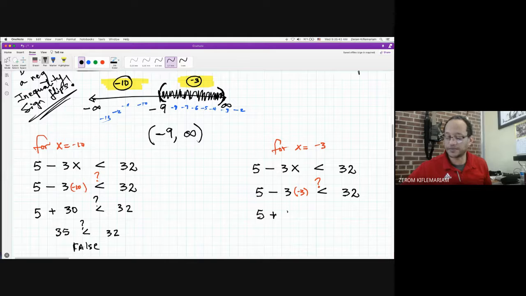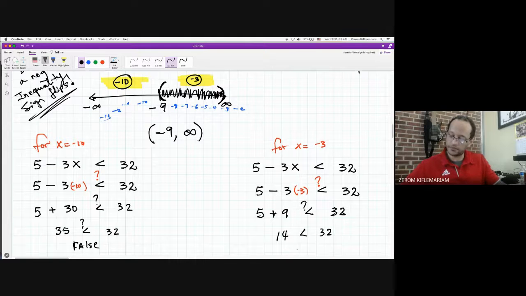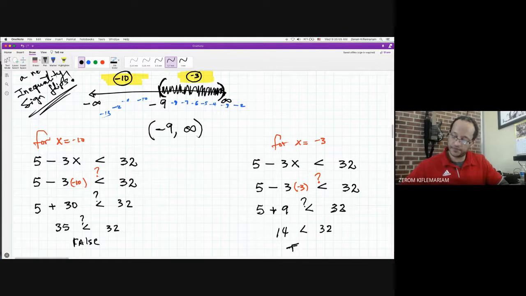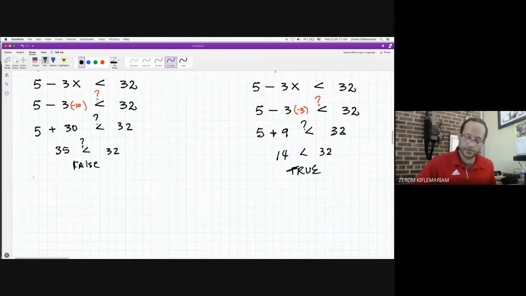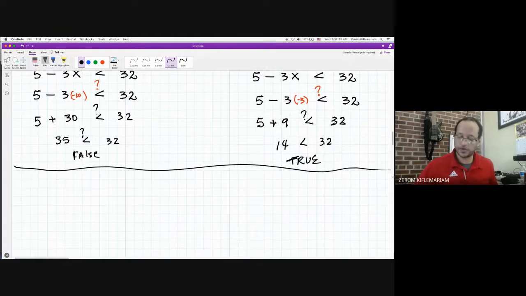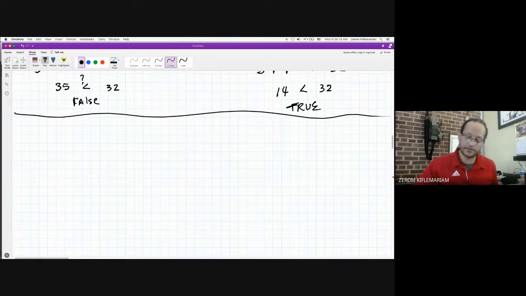On the right side, I have 5, negative becomes positive. 3 times 3 becomes 9, less than 32, question mark. 5 and 9 becomes 14, is less than 32. This is what? So 14 is less than 32. That would be true. So that would be the side that we shaded, the correct side. Is this clear a little bit? Yes. Okay, so I know it's going to be in the video, so just for that sake, let's do this.